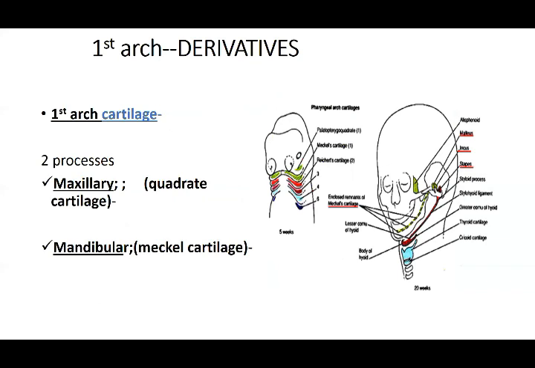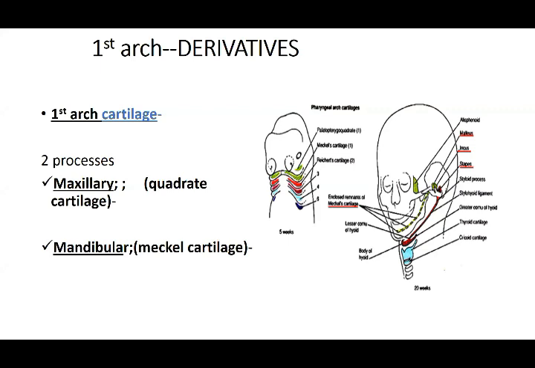Then coming to it, what are the first arch derivatives? What is giving rise to the first arch? The first arch, as we've said, each arch is going to have its skeleton, its muscle, its nerve, and its artery. The skeleton is going to form cartilage, and then cartilage goes on to bone. This cartilage may give rise to the structure initially and then become bone; that is called intracartilaginous in origin. And if the cartilage finishes off, and just the mesenchyme in that area gives rise to the bone, that direct formation would be intramembranous.